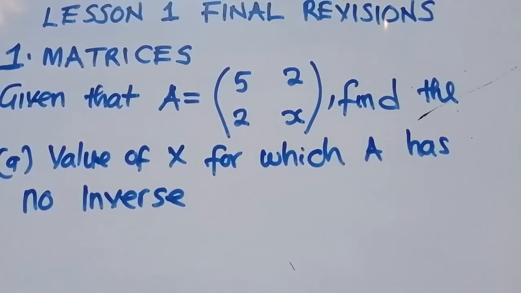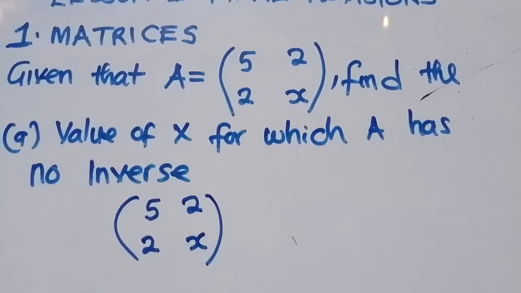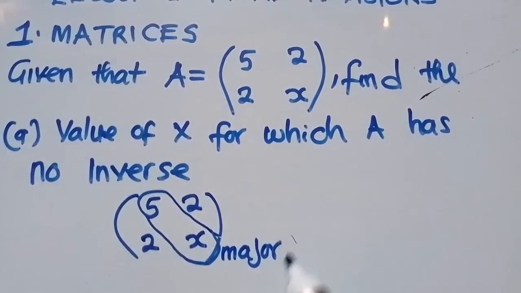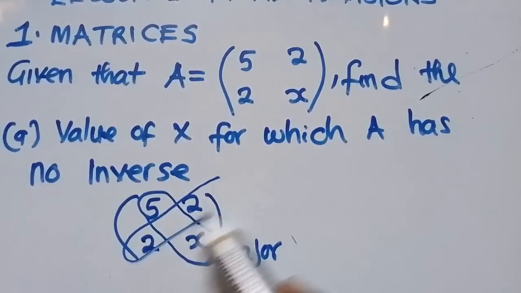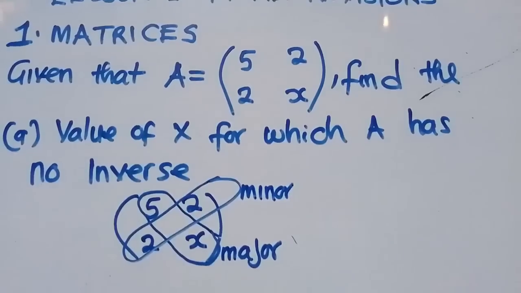So what you are going to do is get the same matrix which is given, which is 5, 2, 2, x. Whenever we want to find the determinant, these are steps that you need to do. You know that this is your major diagonal. Then this one which is here, this is our minor diagonal, like that.